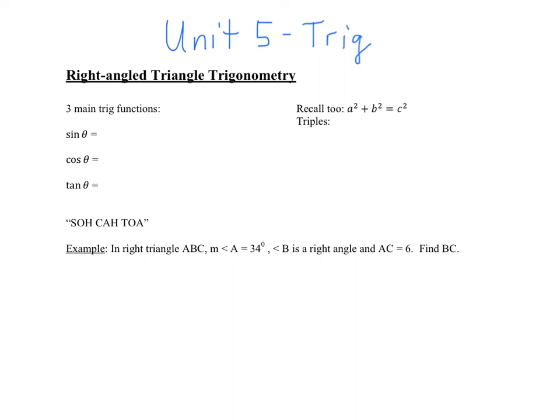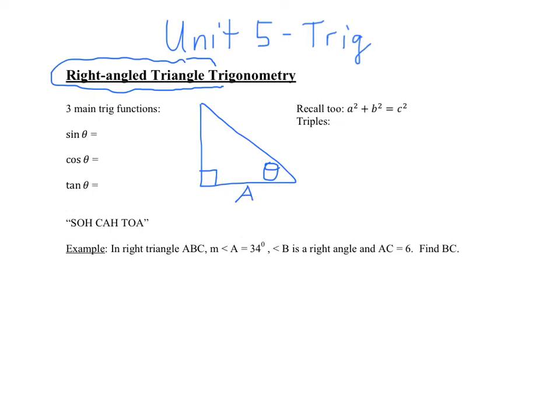Okay, welcome to Unit 5 Trig. Our focus in this video is going to be right-angled triangle trig. So we are looking at right triangles. Suppose this is our angle of interest, which we are going to call theta. Well, if our angle of interest is right here, then this is the adjacent side to where our angle is positioned. This is our opposite side, and this is our hypotenuse.